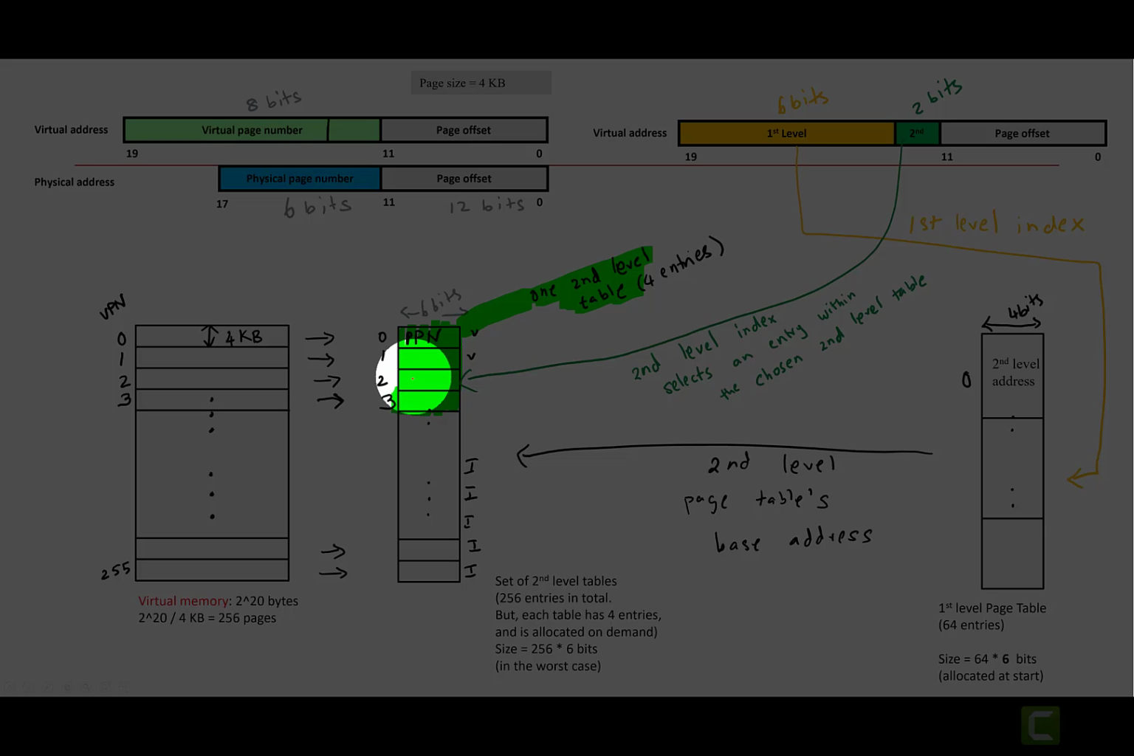And once I have identified the entry, then I get my physical page number, and then I plug it in here, and then I get my physical address, and then I go and access my physical memory.